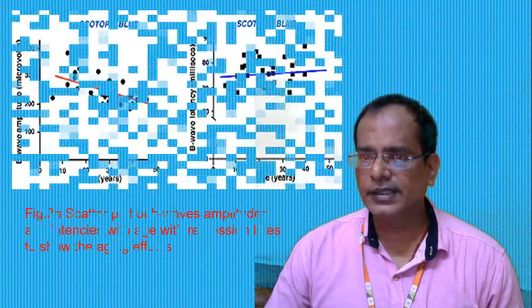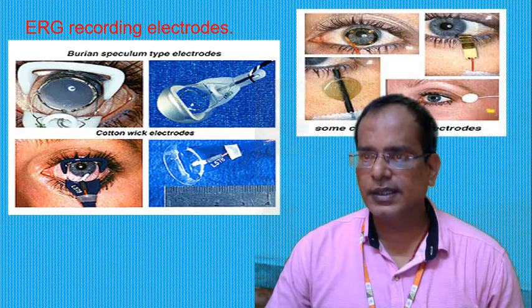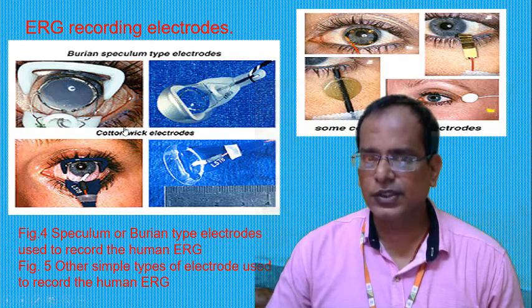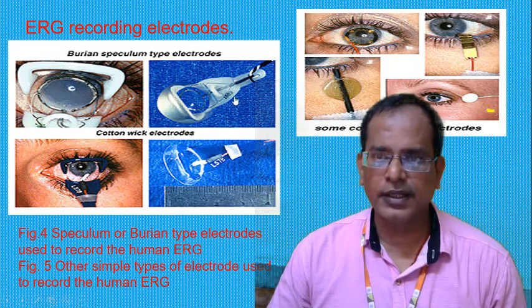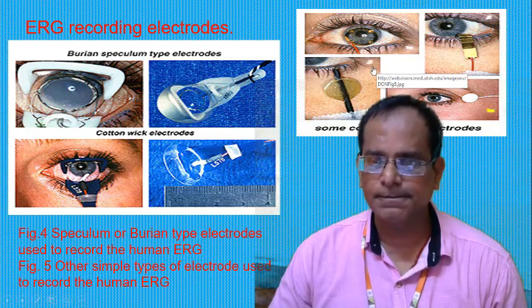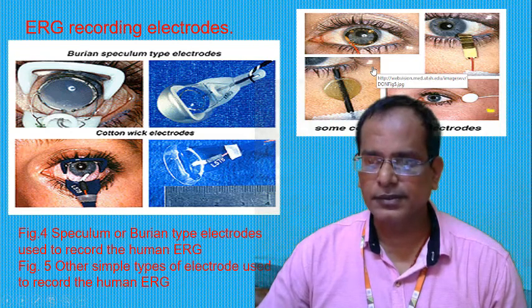Now we will discuss ERG recording. Here we are going to see Figure 4, which shows a speculum or Burian-type electrodes used to record the human ERG, and Figure 5, which shows other simple types of electrodes used to record the human ERG. Now we will discuss one by one.